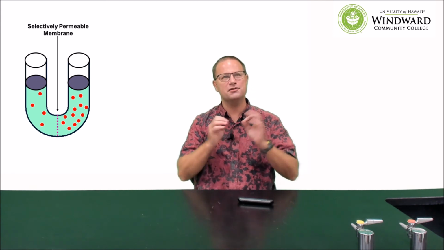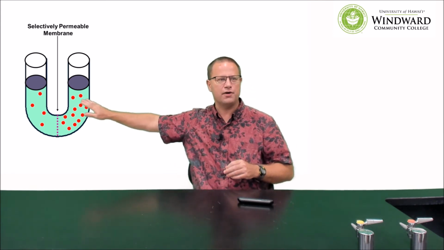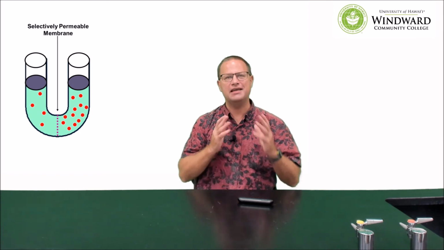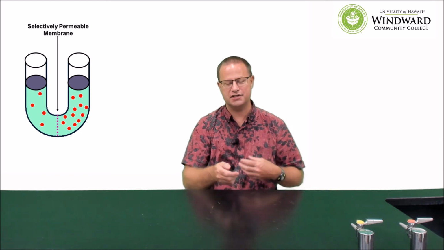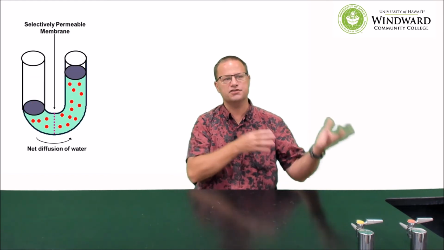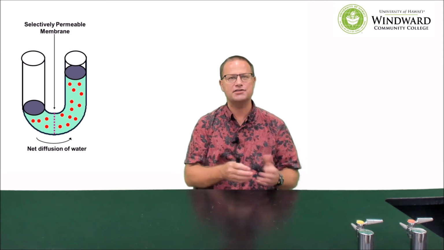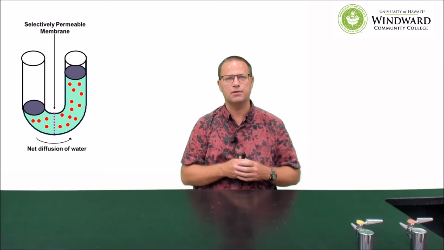It's easier actually to think about the solute here. Where is there more solute? Well, there's more solute on the right. What do solutes do? They suck. That's right, the solute is going to suck water towards it, and that's going to force the water from the left side of the tube to the right side of the tube. And this is simple osmosis.